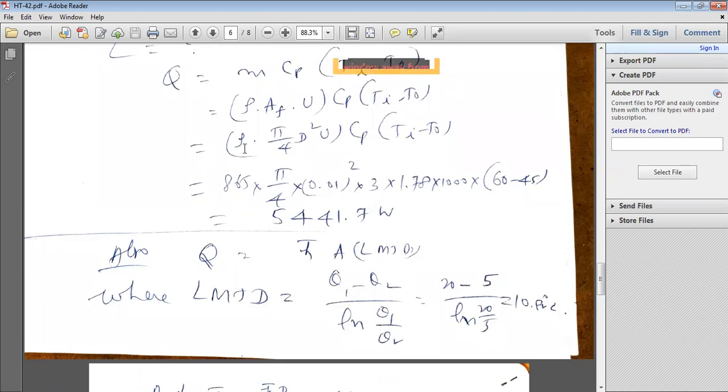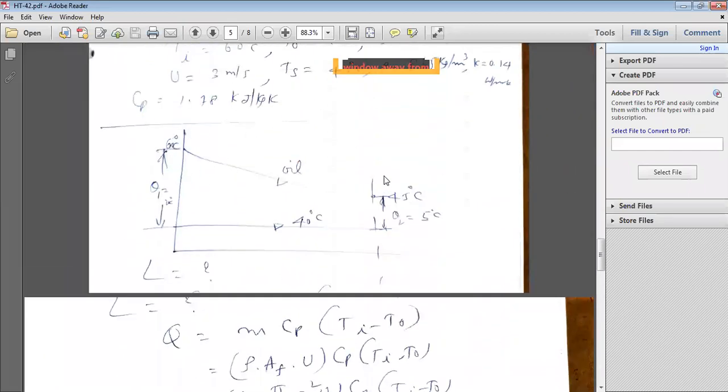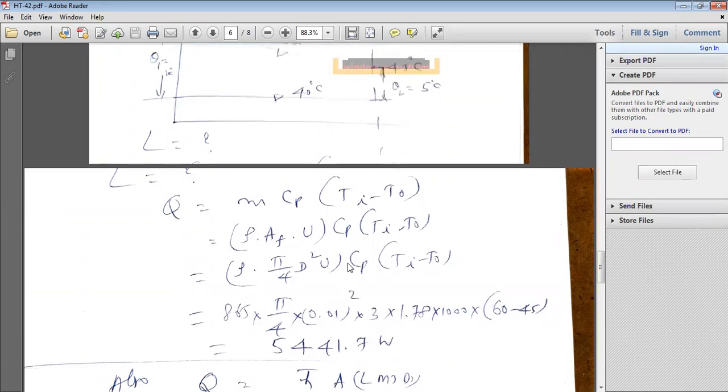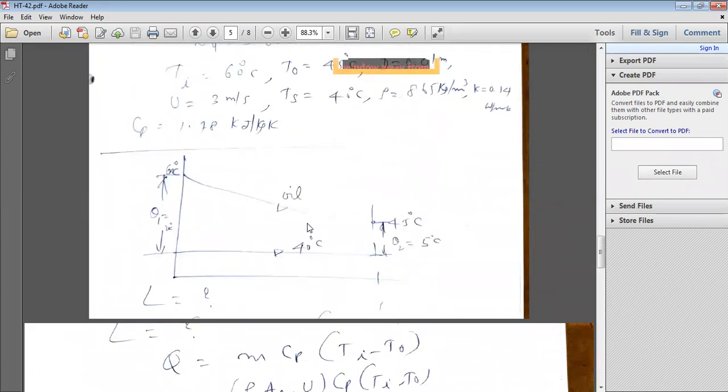So here density of the oil 865, into area pi by 4 d square, 0.01 square, into velocity 3 meters per second, into Cp 1.78 kilojoules, converted to joules, 1.78 into 1000, into oil is cooled from 60 to 45, that's why 60 minus 45. Then you will be getting 5,441.7 watts. That much heat the oil is having.